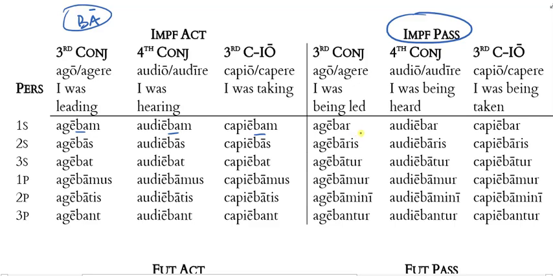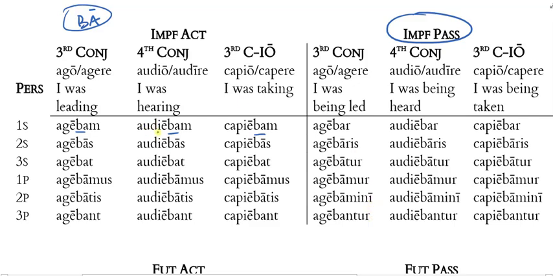Agebar. So I was being led. Agebaris. So you were being led. Agebatur. He or she was being led. Agebamur. We were being led. Agebamini. Y'all were being led. Agebantur. They were being led.